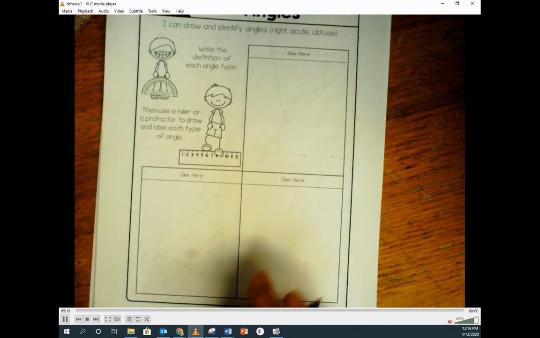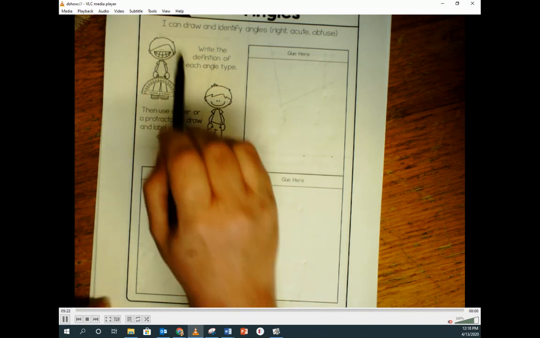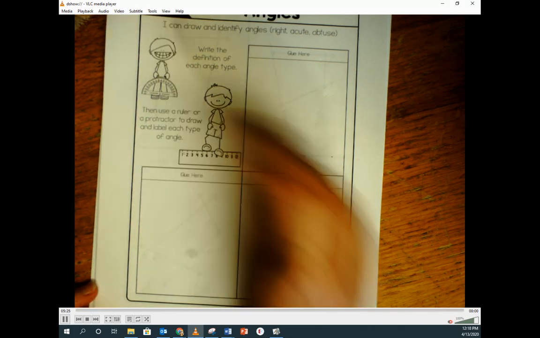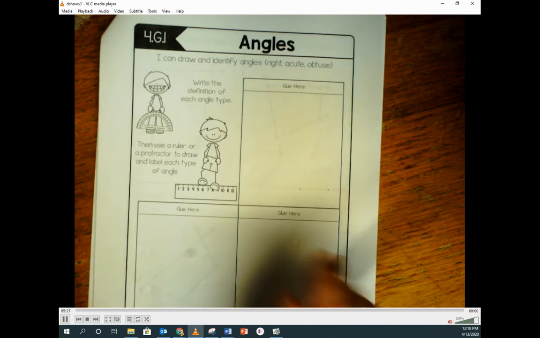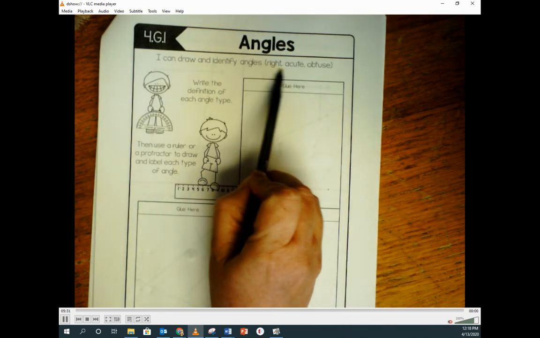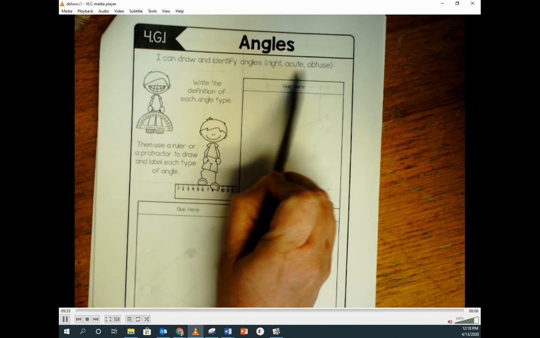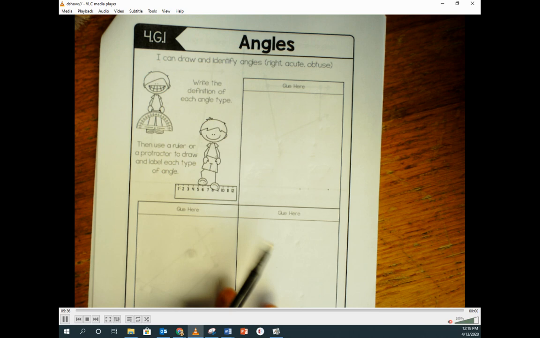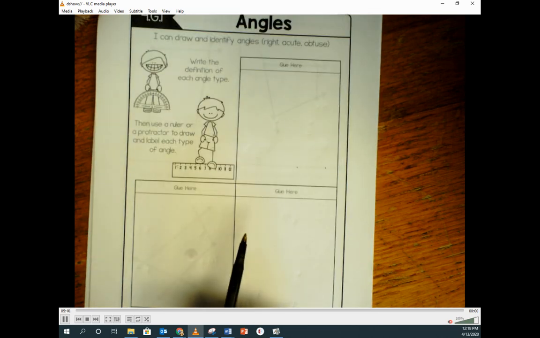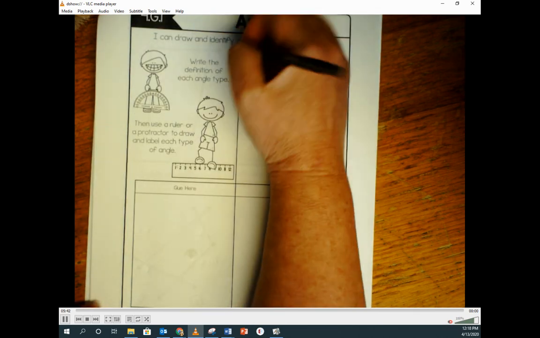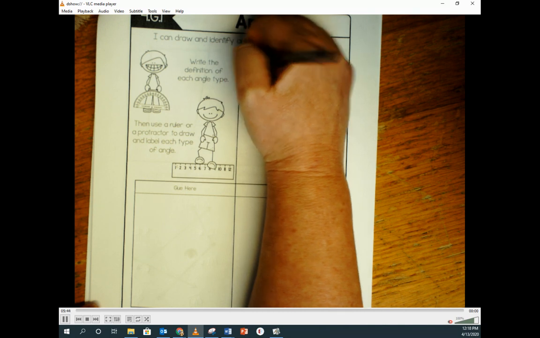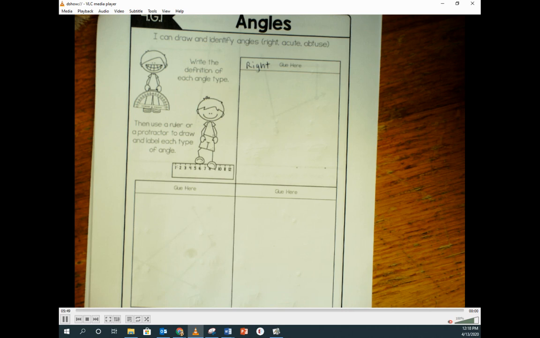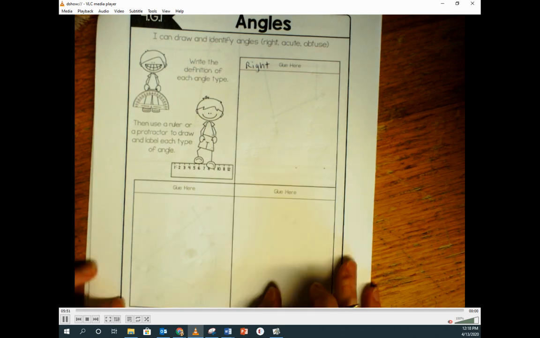So for this page, I can draw and identify angles, right angles, acute angles, and obtuse angles. Starting with a right angle. A right angle measures 90 degrees.